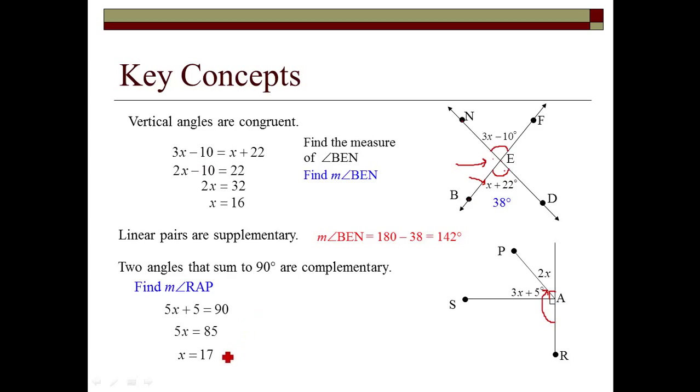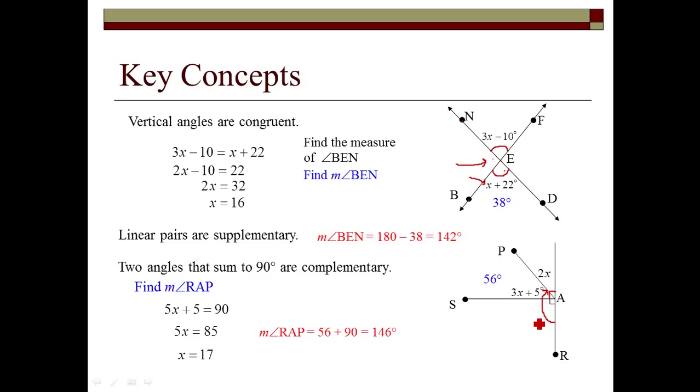Okay, now I'm going to take this, and I need to figure out what is angle RAP. Well, first I want to figure out what this angle is here, because then I take that answer plus 90, and I'll get my total. So plugging in 17, I get 56 degrees. So angle RAP is going to be 56 plus 90. My angle is 146. Okay, so those are a couple of real common kinds of problems.